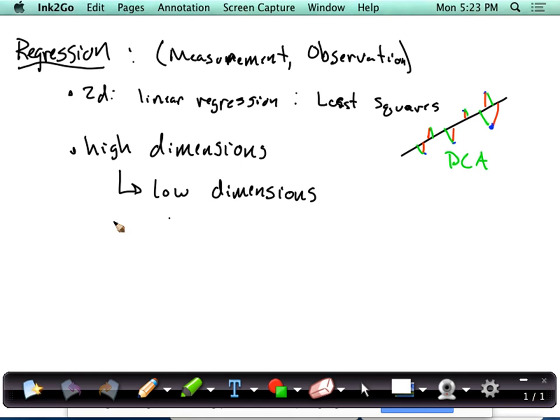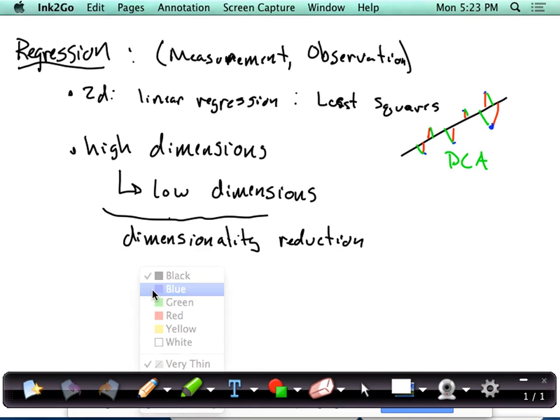Okay, so this section here is on what is often called dimensionality reduction. And the goal of this lecture is going to be two things. The first one is going to be the Johnson-Lindenstrauss transform, which is a randomized approach to doing dimensionality reduction.